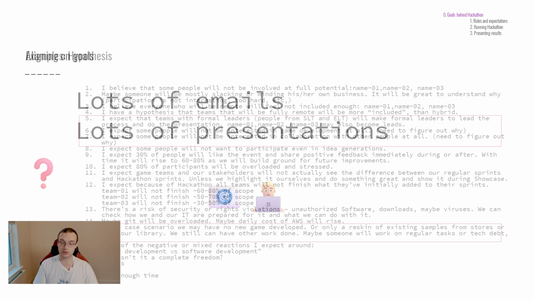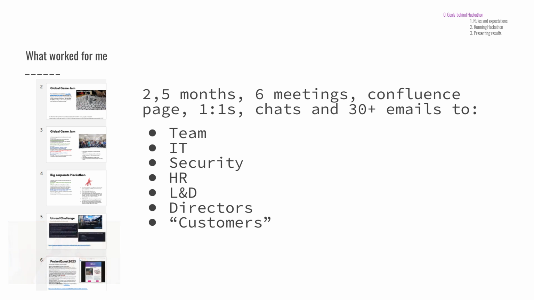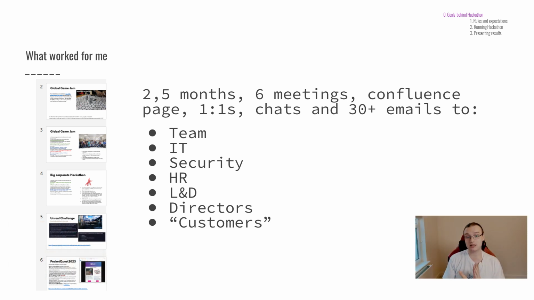So let's say you've created your list of questions and your list of hypotheses. What's next? You need to somehow sell it to the people, to the managers, and to the team members. Basically, it's lots of emails, lots of presentations. What worked for me was treating it as an actual process. I spent almost 3 months talking to different people in my team and outside of my team, had various meetings, and created various Confluence pages and slide decks. I built a slide deck into a slide deck, chats and emails.